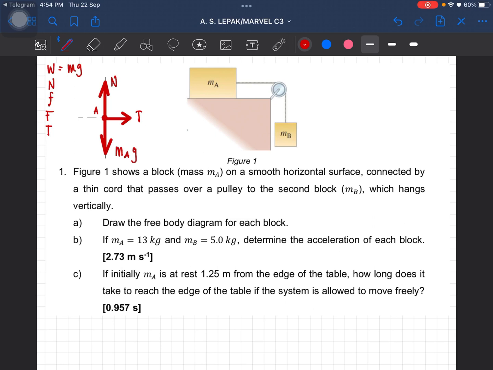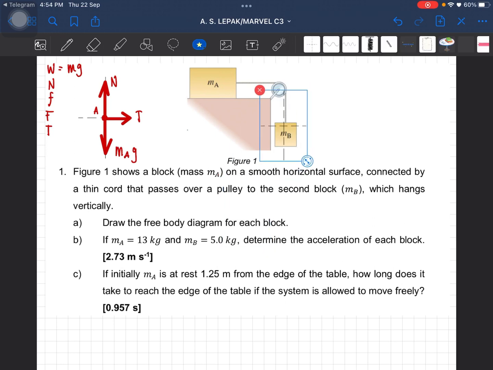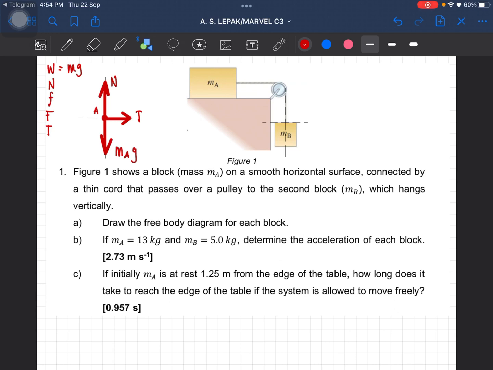Next, let's look at what is being experienced by block B here. First, we know that this has weight because it is not negligible. So we are going to draw a downward arrow. Next, we have the tension here. It is going away from the object along the rope. So that is your tension.